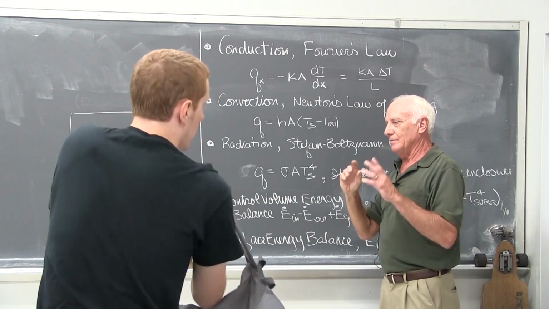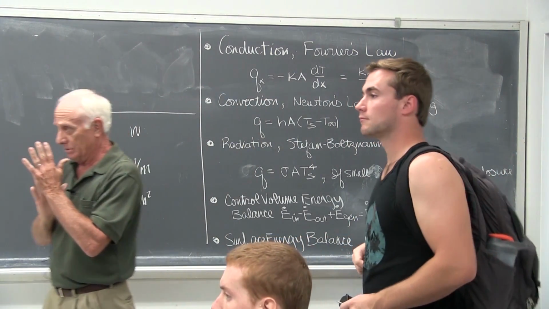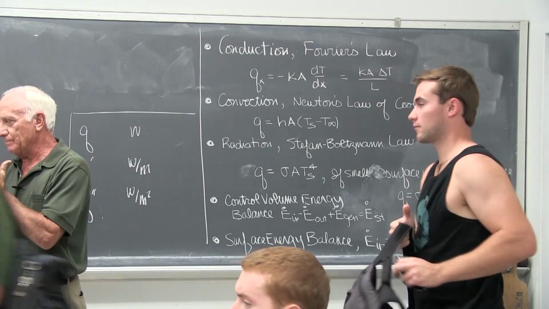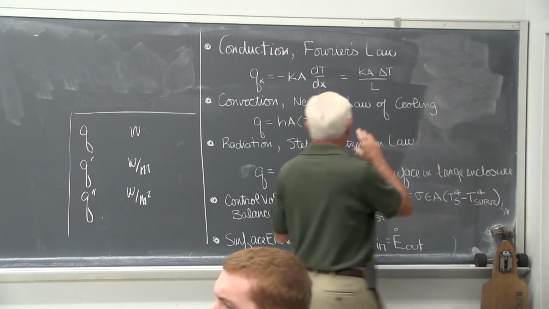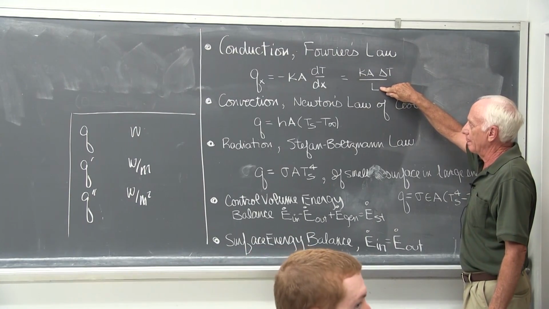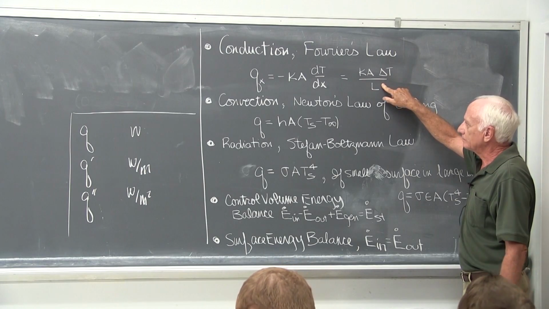In chapter 1, we're going to assume the temperature profile for conduction is linear. That won't happen in other chapters, but for chapter 1, we assume it's linear. If we assume it's linear, we can replace dT/dx with delta T over L. This is the form of the equation we use pretty much in chapter 1.